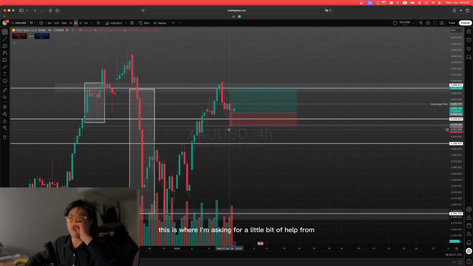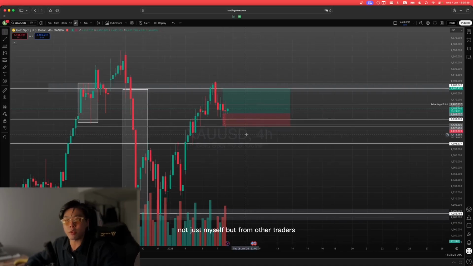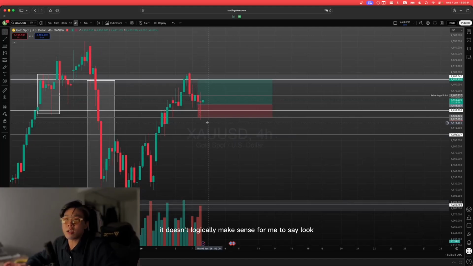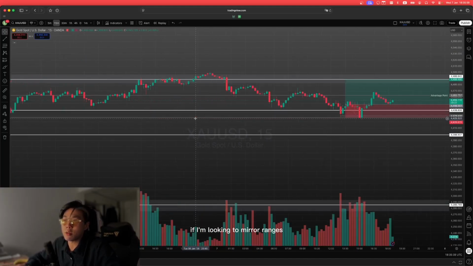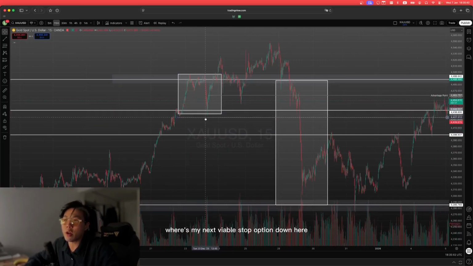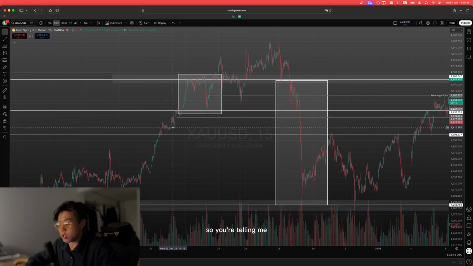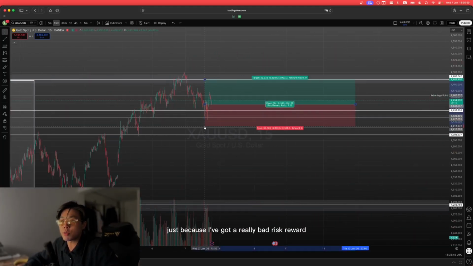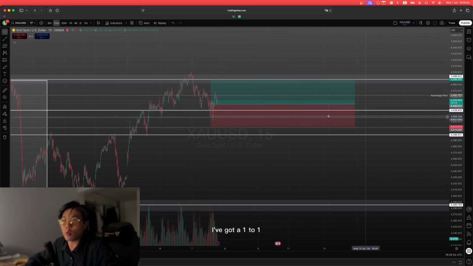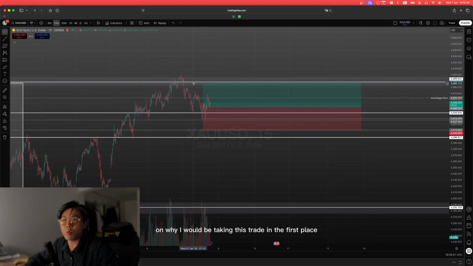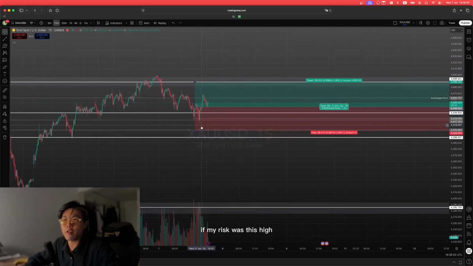This is where I'm asking for a little bit of help from not just myself, but from other traders. If you're watching this and you have experience, you know kind of what this does. It doesn't logically make sense for me to say, look, next logical piece of price action, if I'm looking to mirror ranges, and we're focused on mirroring this area, where's my next viable stop option? Down here. So you're telling me that I'm going to lose on this entire position just because I've got a really bad risk reward. I've got a 1-to-1, you know? So it doesn't necessarily make too much sense to me why I would be taking this trade in the first place if my risk was this high.